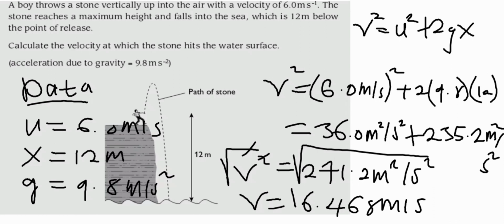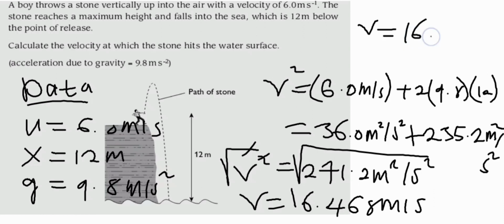Now to round this off to one decimal place, V is just going to be 16.5 meters per second. So this one is our final velocity for the object.